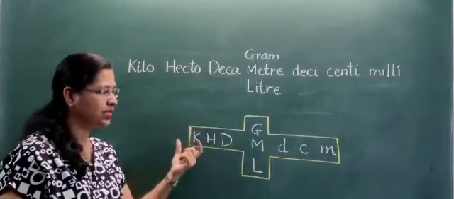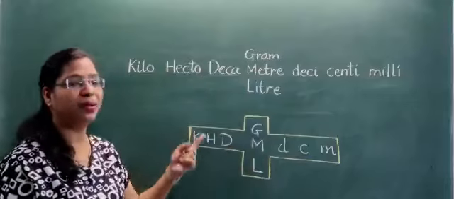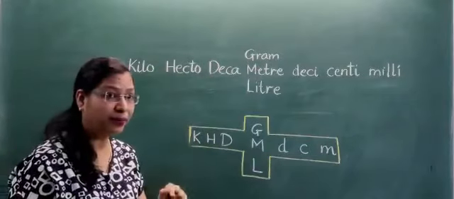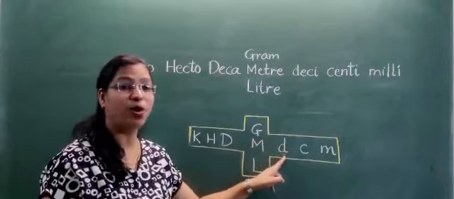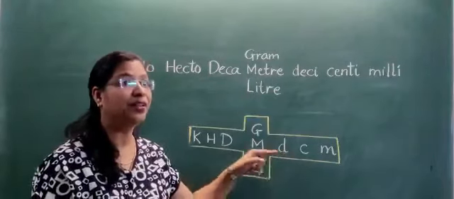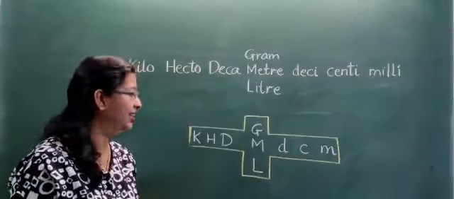You can use these initials to remember this order. Remember, capital D is for deca and small d is for deci. Let's revise it once again.